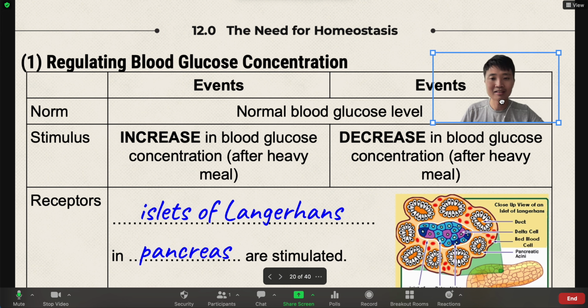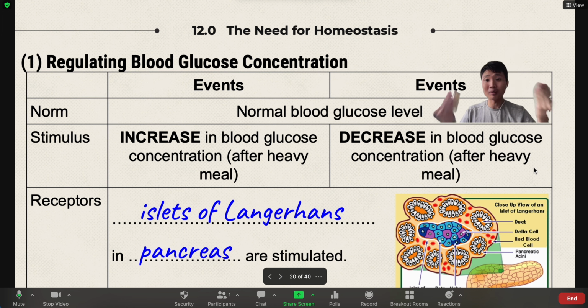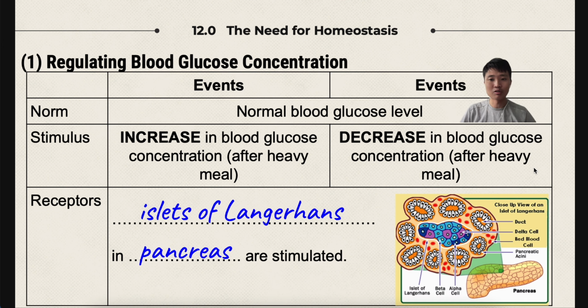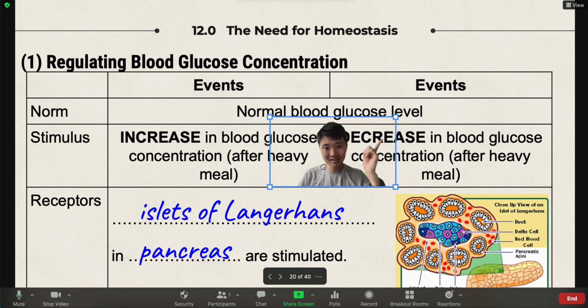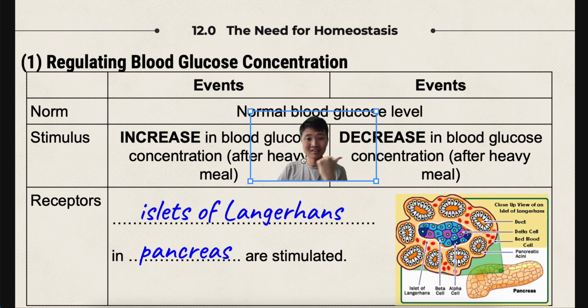Now let's start. So the story goes, because bio is all about stories, right? Number one, there's a normal blood glucose level. Everything normal. Now you can either have an increase, like after you eat a heavy meal, or you can have a decrease.